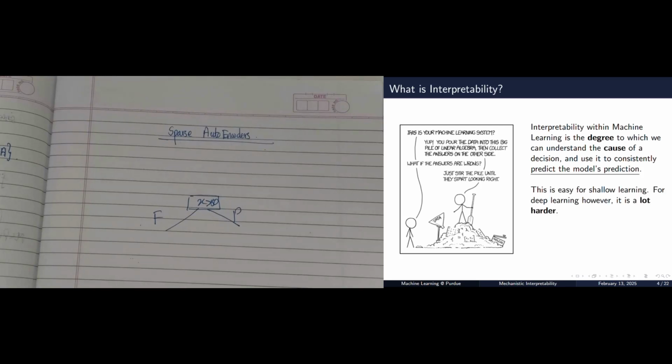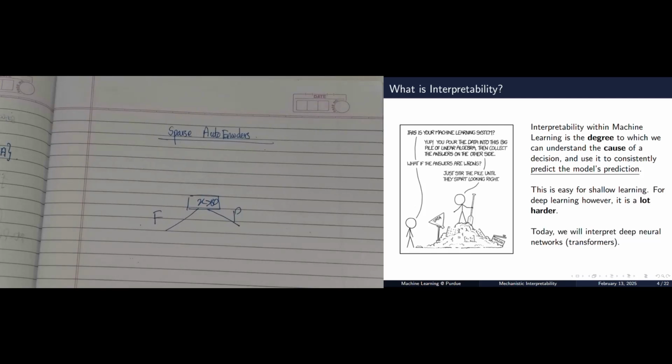Right? It's easy for shallow learning, like a decision tree, which is what we just saw. For deep learning, it becomes much harder because there are a lot of factors that basically affect the final result.